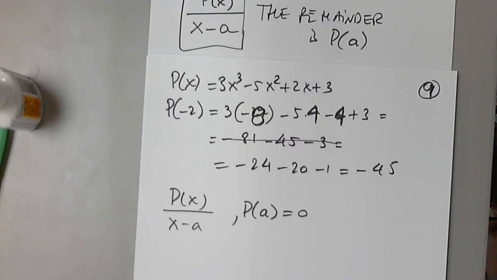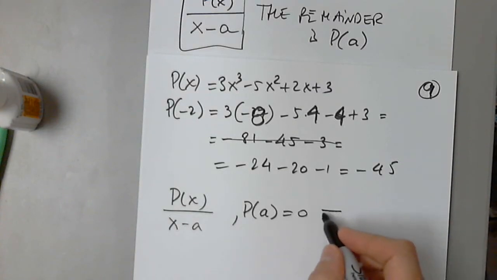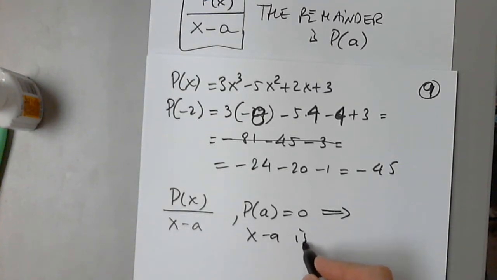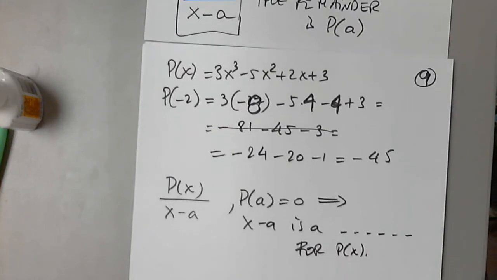Correct. Well, 0 times whatever that is going to be is going to be 0. That's the idea. Which means that x minus a is what for p of x? It means that x minus a is a factor of p of x. I need the key word there, and we can never forget this. It's extremely important. Factor. Thank you.